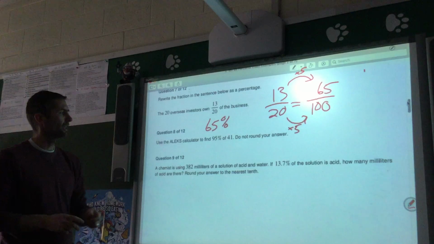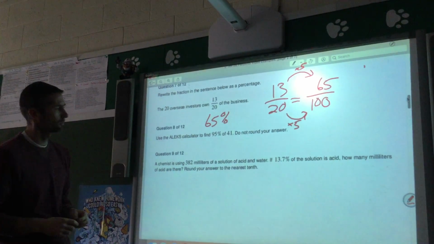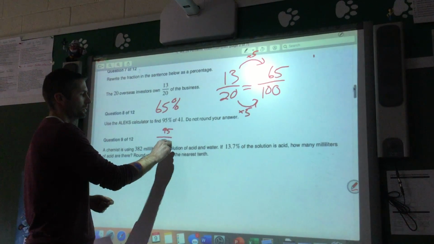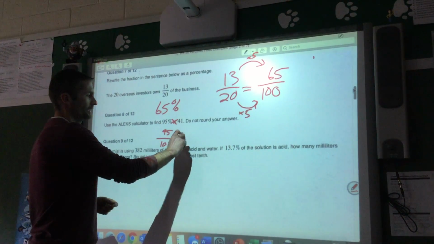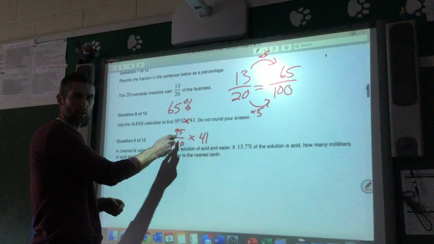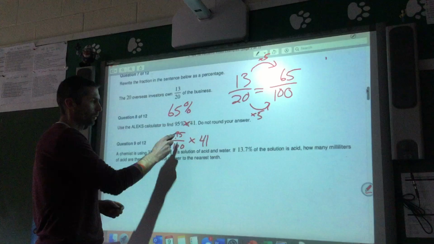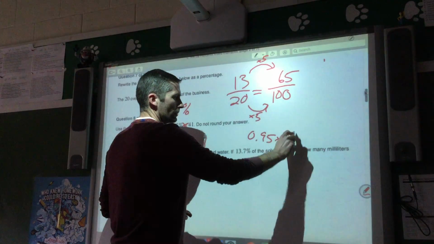Use the calculator to find 95% of 41. Do not round your answer. 95% is 95 per hundred of, always means multiply. So 95 hundredths times 41. So I could put in my calculator 95 divided by 100 times 41, or I could do 0.95 times 41.